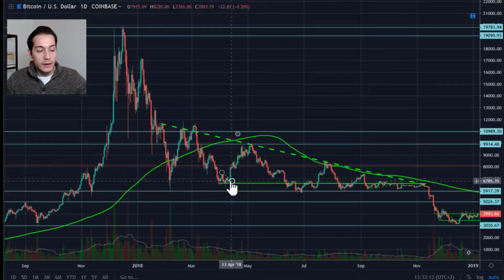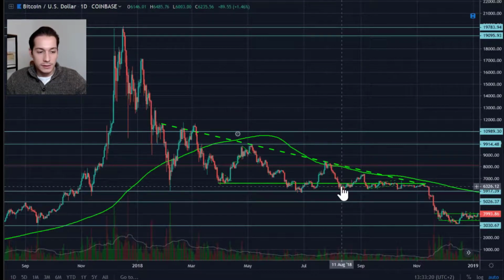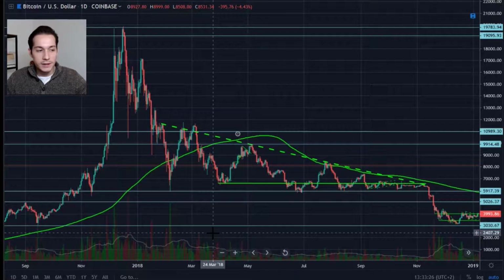And then again, we came back to this general support area, and then we bounced again, came back to this support area, bounced again, came back to the support, bounced again, and actually a few more times into this area. This lasted several months, and usually you don't see these descending triangle patterns going on for so long.